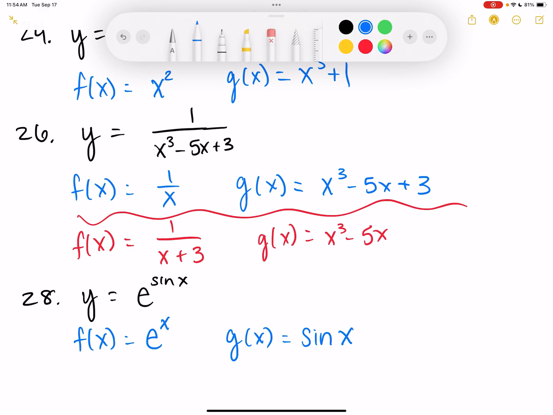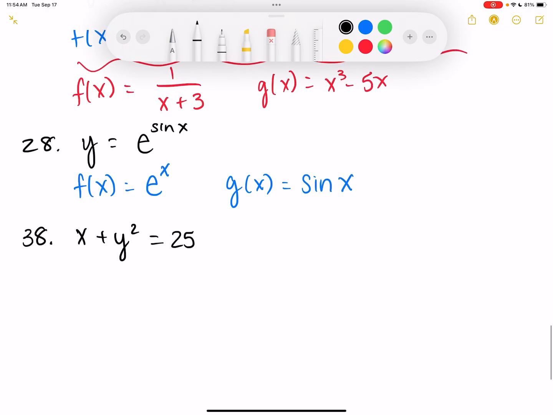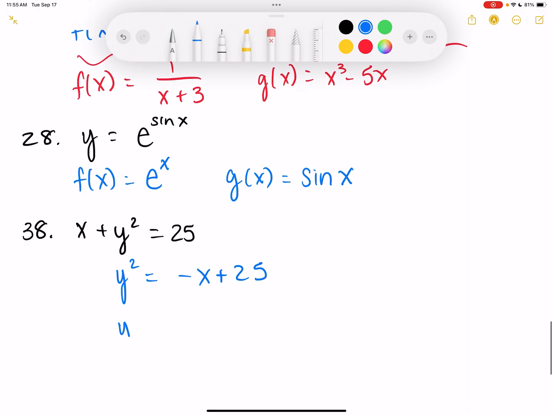Find two functions defined implicitly by the given relation. 38, x plus y squared equals 25. So basically all it's saying is get y by itself, and because all the y's in these problems are squared, you're going to end up with two answers. That's all it wants us to basically come to the conclusion of. So subtract x, y squared equals negative x plus 25. Take the square root. I get plus or minus the square root of negative x plus 25, and that would be the two functions that it's looking for.